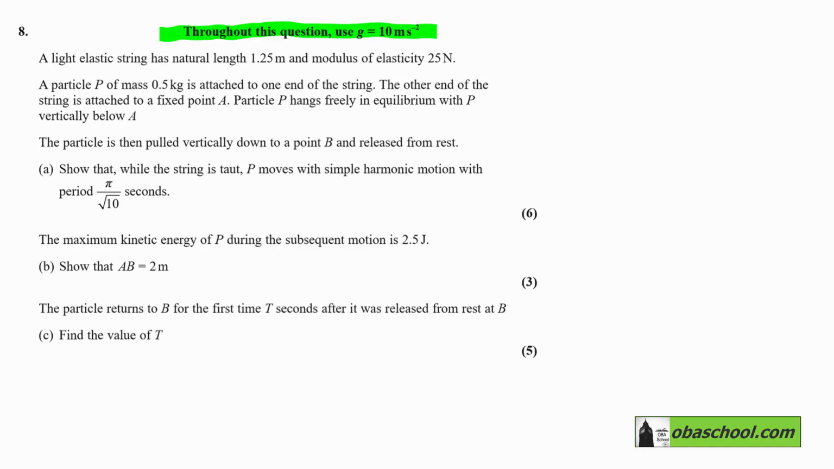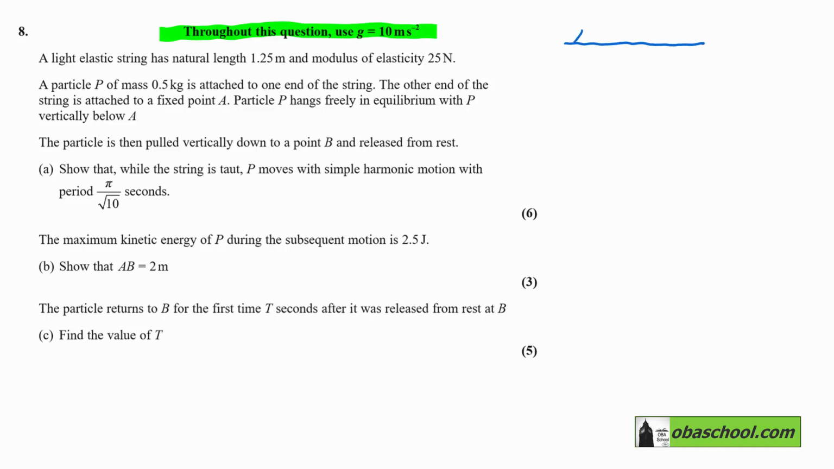A light elastic string has a natural length of 1.25 meters and modulus of elasticity 25 newtons. A particle P of mass 0.5 kilograms is attached to one end of the string. The other end of the string is attached to a fixed point A. Particle P hangs freely in equilibrium with P vertically below A. I'm going to deal with that situation before I go on and do any of the rest of the question.